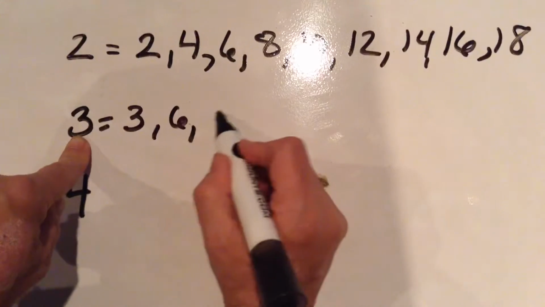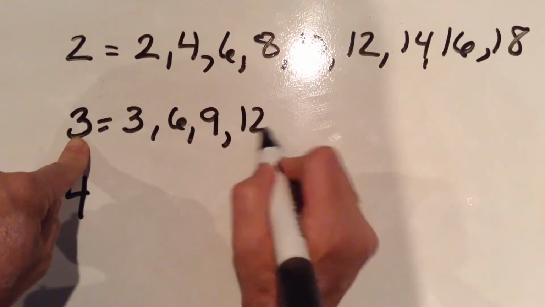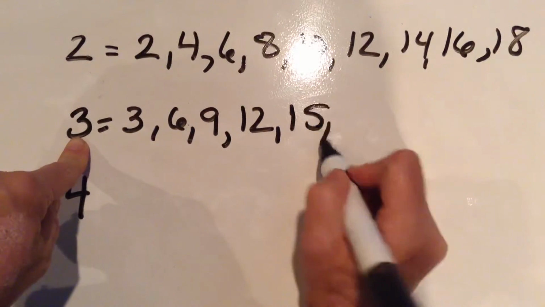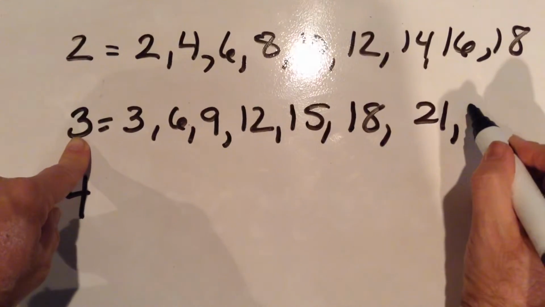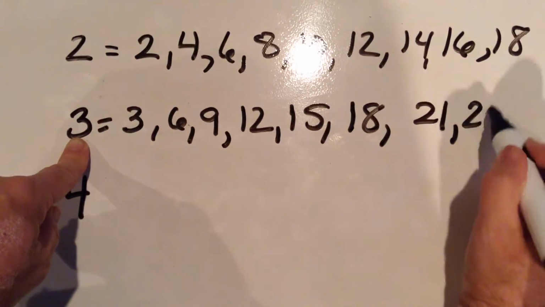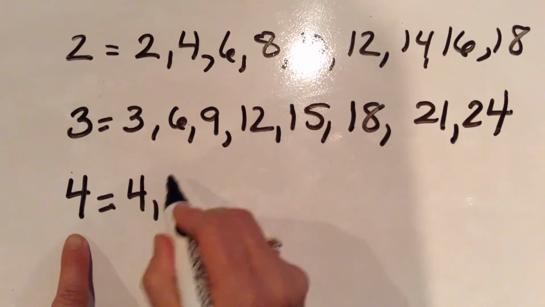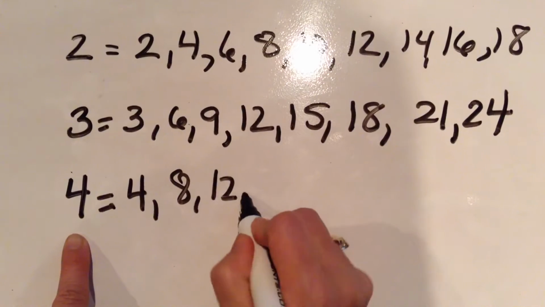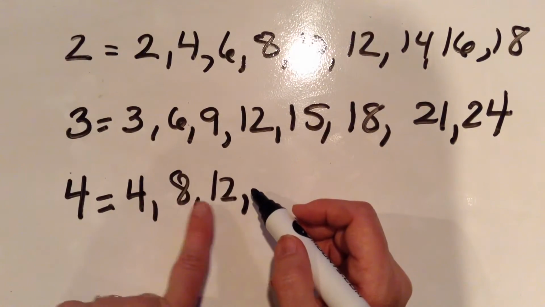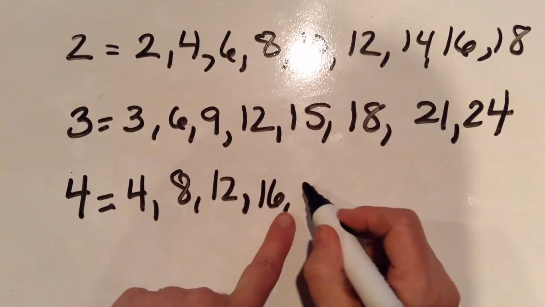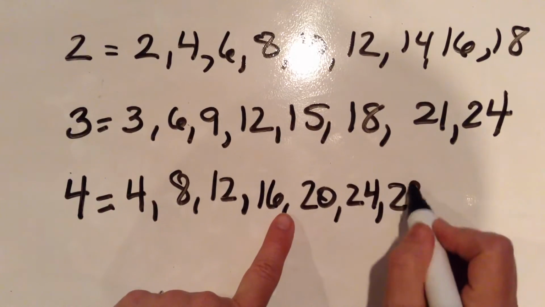3, 6, 9, 3 times 1, 3 times 2, 3 times 3, 3 times 4, 3 times 5, 3 times 6, 3 times 7, 3 times 8. I'm going to stop there for now. And then 4, 8, 12. You get to learn them actually. 4 times 1, 4 times 2, 4 times 3, 4 times 4, 4 times 5, 4 times 6, 4 times 7. So let's stop there.